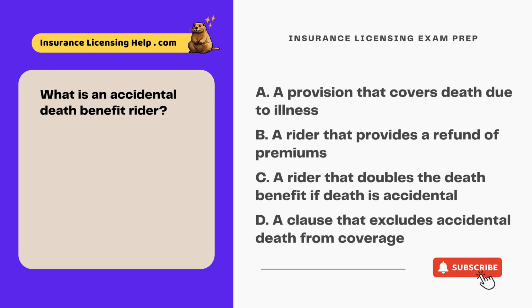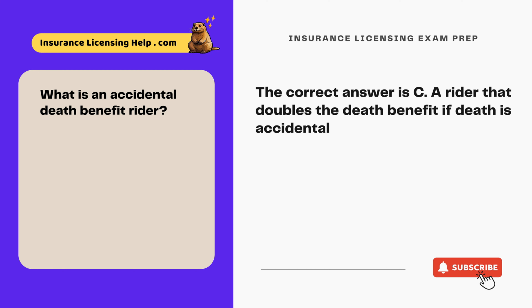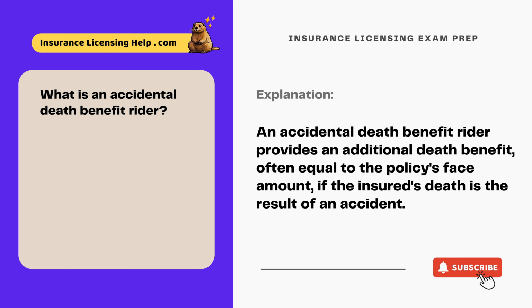What is an accidental death benefit rider? A, a provision that covers death due to illness. B, a rider that provides a refund of premiums. C, a rider that doubles the death benefit if death is accidental. D, a clause that excludes accidental death from coverage. The correct answer is C, a rider that doubles the death benefit if death is accidental. An accidental death benefit rider provides an additional death benefit, often equal to the policy's face amount, if the insured's death is the result of an accident.